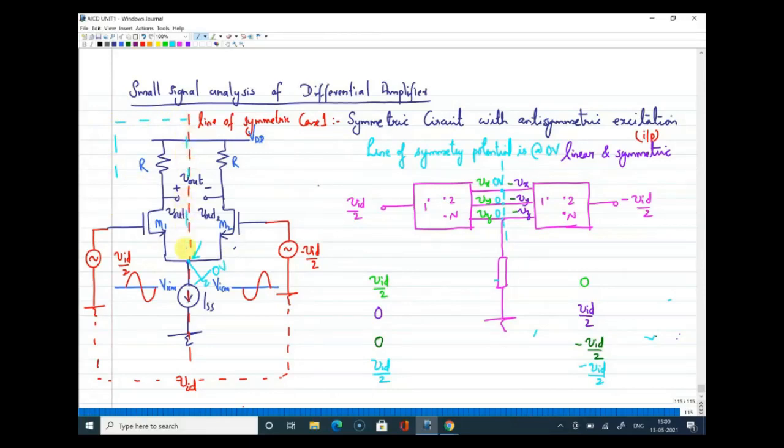Are you guys with me? I am asking again and again just to know whether you are following me or not. Since the line of symmetry point is at 0, we need not analyze both sides. Only one half part, if you analyze, that is enough. Why is that enough? Because both are the same. The middle point is connected to 0. Are you guys with me?